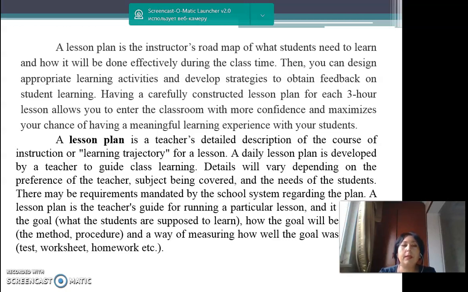A lesson plan is the teacher's guide for running a particular lesson and it includes the goal, what the students are supposed to learn, how the goal will be reached, method, procedure, and a way of measuring how well the goal was reached, like tests, worksheet, homework, and so on.